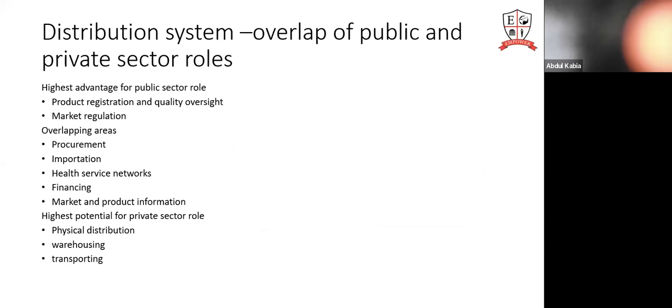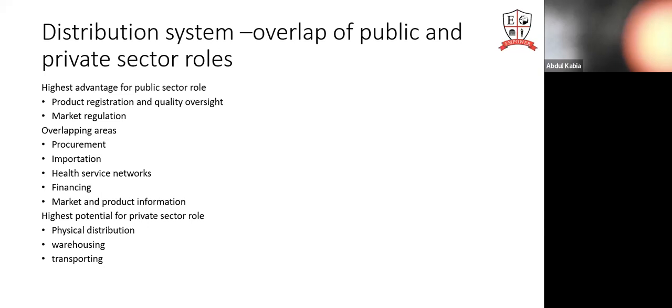So there are overlaps. There are areas where the public sector might do well, and there are areas where they overlap, like the mix, where both the public and private sector can do well. It depends on the organization or the agency. Therefore, we have the highest advantage for the public in product registration and quality oversight. Market regulation is easy because, like parastatals within the government system, it is easy for market regulation. And if there is any product to be registered, it's also easy.